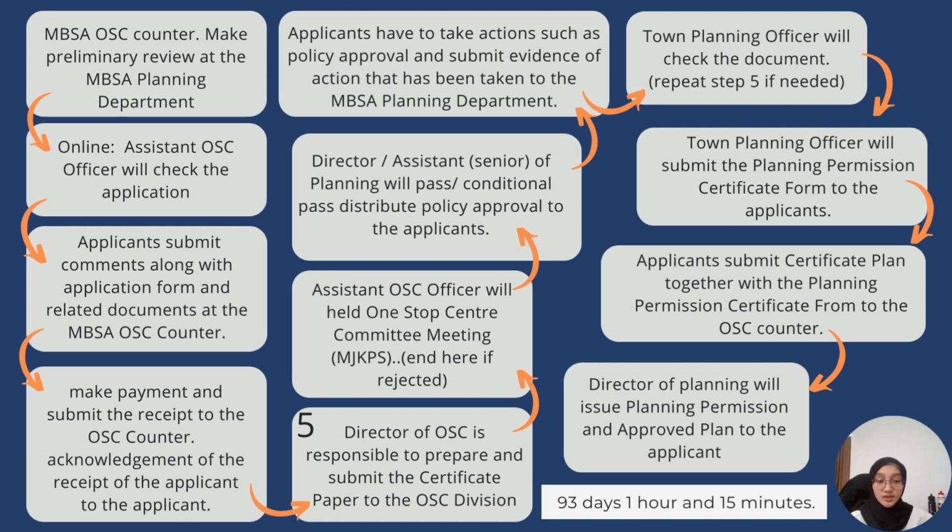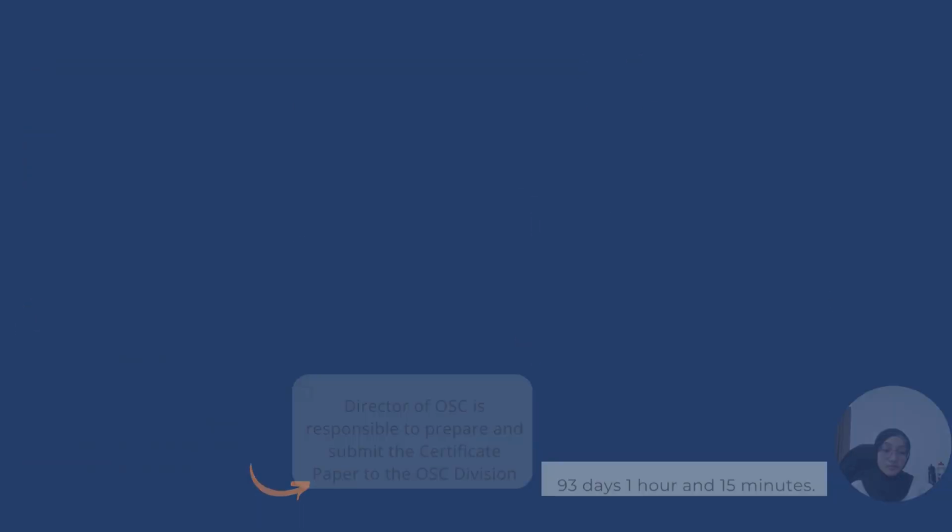Town Planning Officer will submit the planning permission certificate form to the applicants. Next, applicants submit the certificate plan together with the planning permission certificate form to the OSC counter. And lastly, Director of Planning will issue planning permission and approved plan to the applicant. This whole process takes 93 days, 1 hour and 50 minutes.